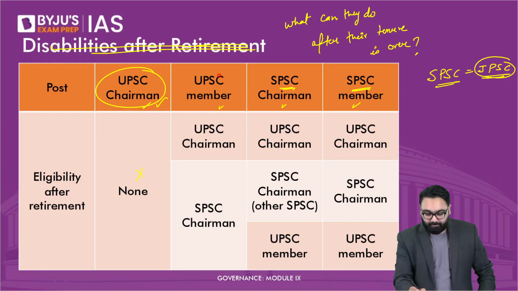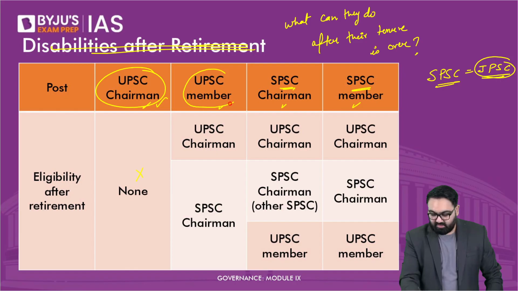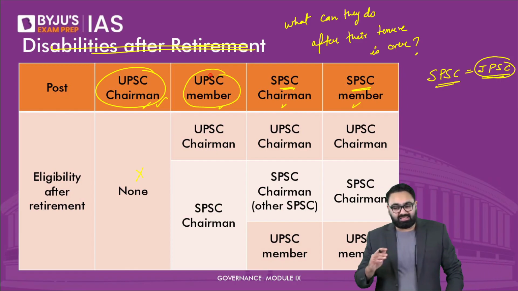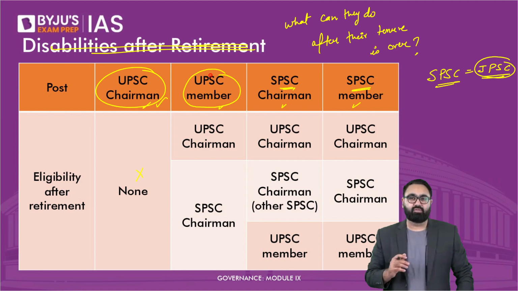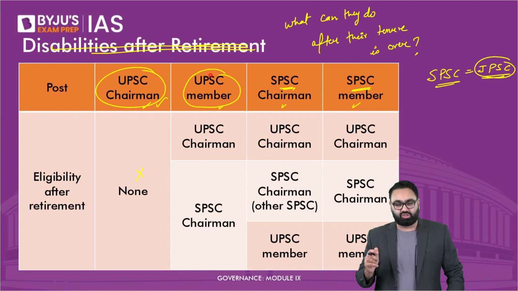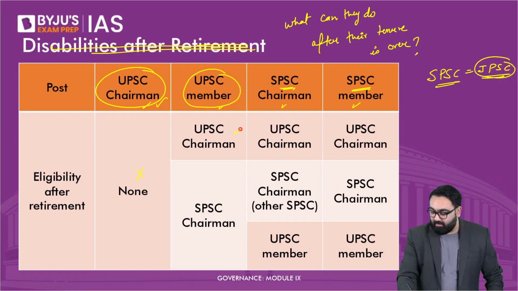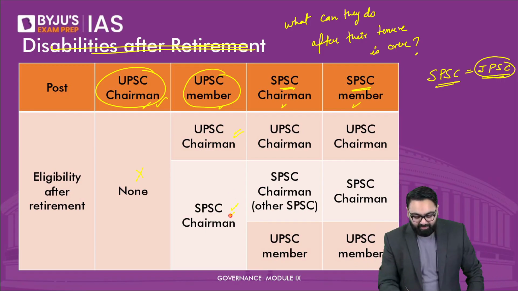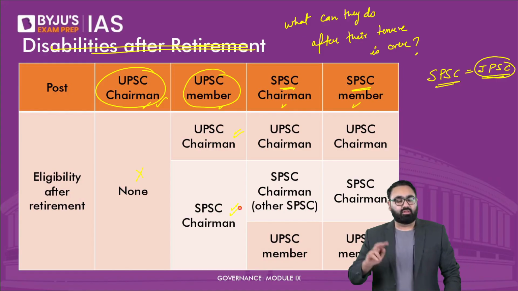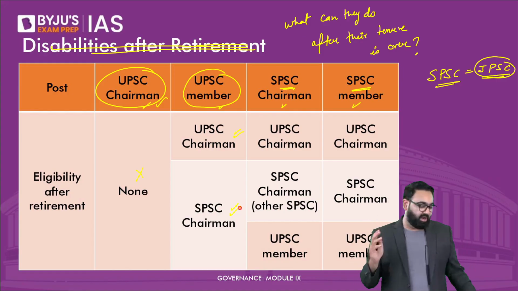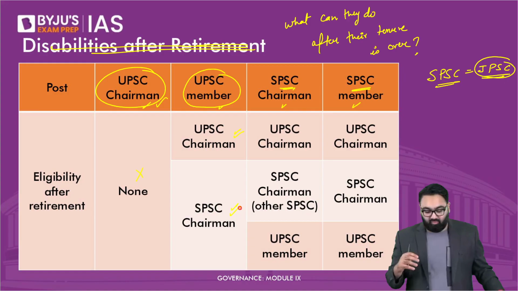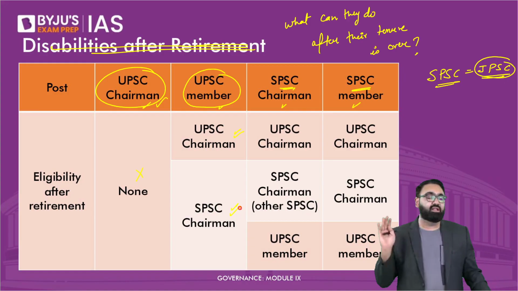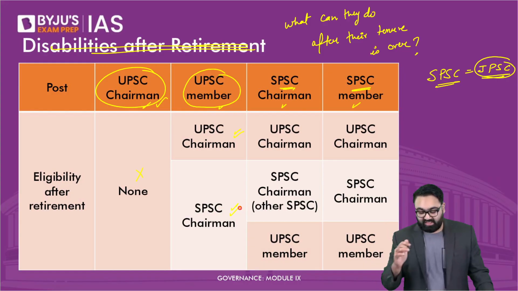Second, the UPSC members. If you look at the UPSC members, once their tenure is over, then what happens? Once their tenure is over, they can either become a UPSC chairperson or they can become a state PSC chairperson. These are the only two things they can do, nothing apart from that. So again, the table tells you what you can do after your tenure is over, considering that your retirement age has still not come.